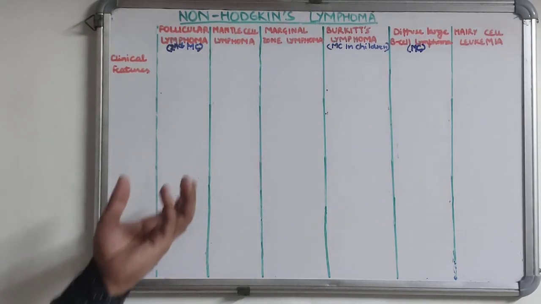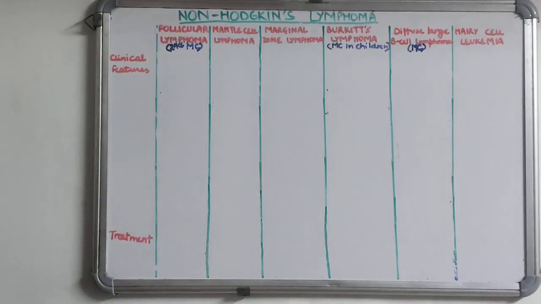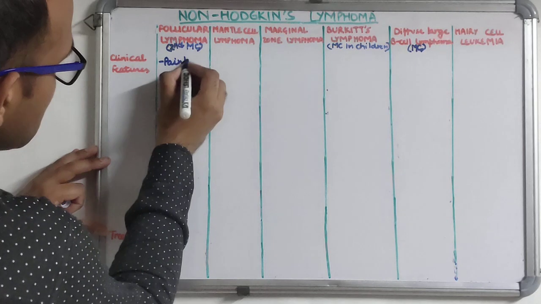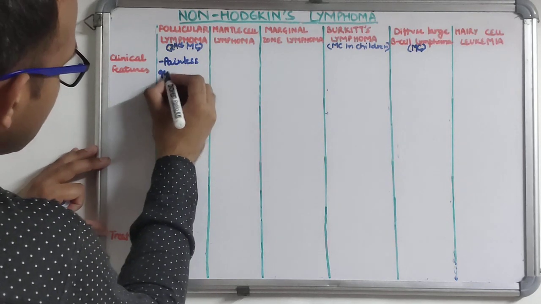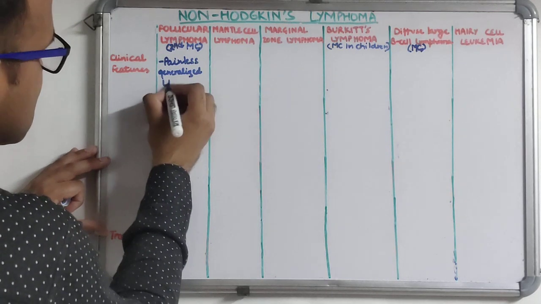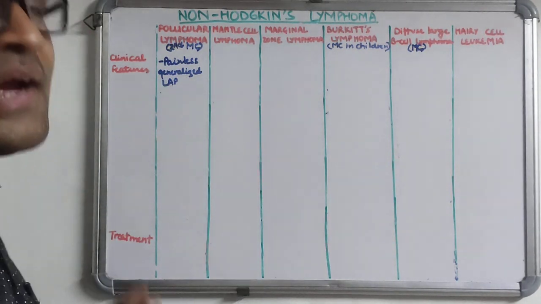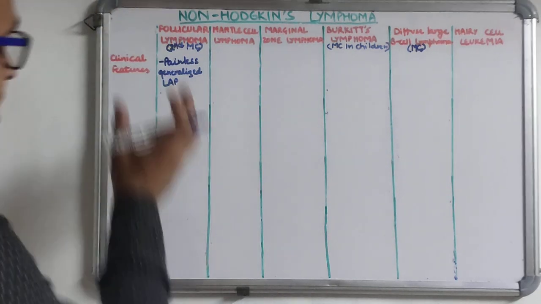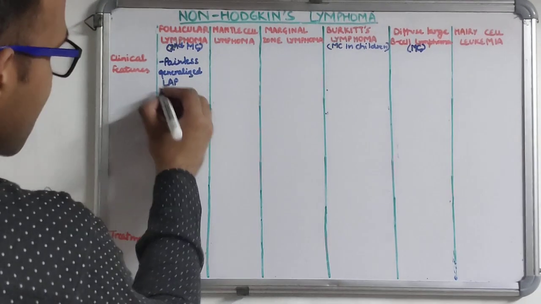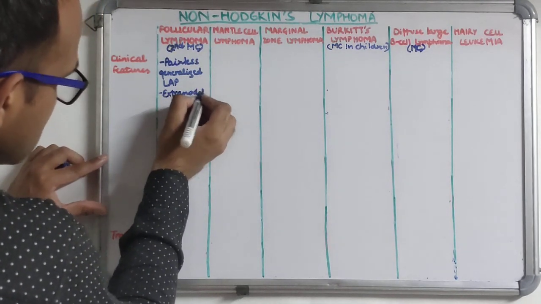So now we'll talk about the clinical features of each of these lymphomas. So when we talk about the follicular lymphoma, it characteristically presents as painless, generalized lymphadenopathy. So you can come across epitrochlear lymphadenopathy. So the lymphadenopathy at unusual sites can also be seen. They usually present as painless, generalized lymphadenopathy. But extranodal involvement can occur.